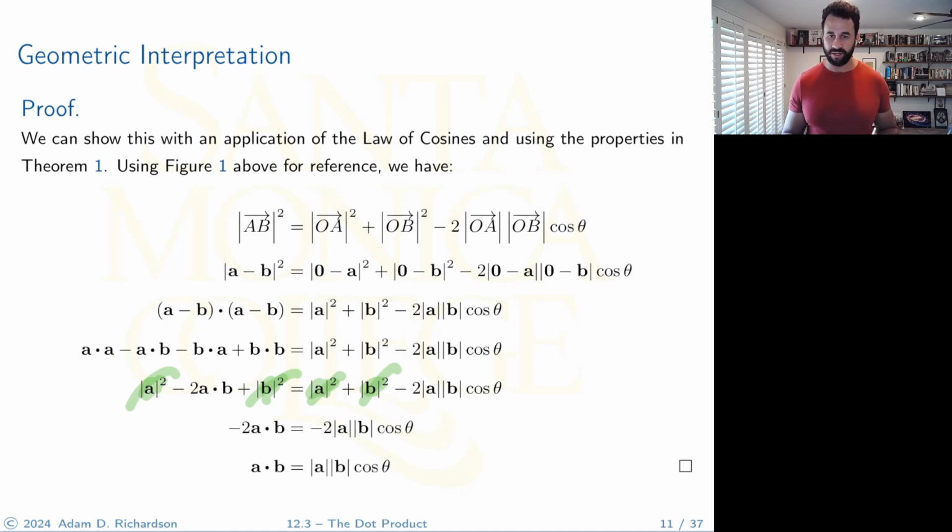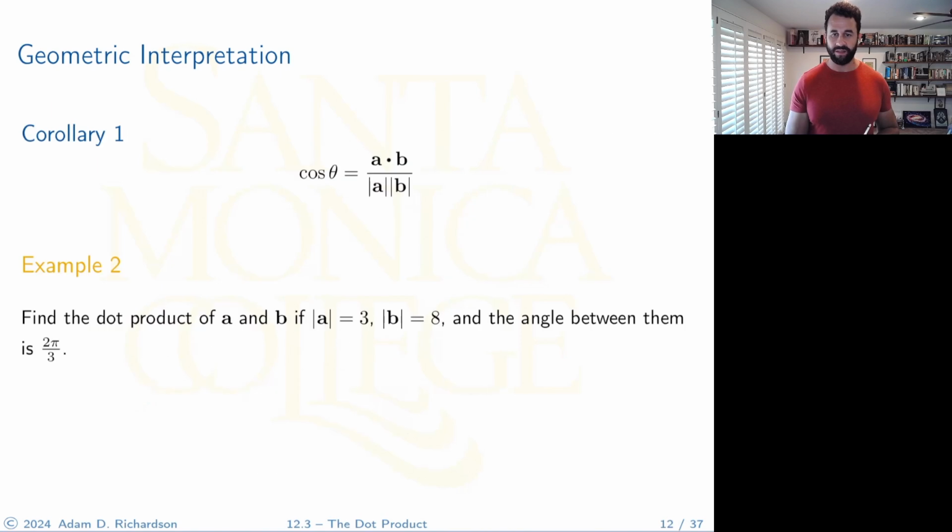All right. Now, as a corollary to this theorem, we get this important result. We can write cosine of the angle between those two vectors, A and B, as A dot B divided by the product of the lengths. That's it. So let's try this example, and this is one that I want you to try on your own using the dot product and the formula that we just derived. Find the dot product of A and B if you know the length of A, the length of B, and the angle between them is 2 pi over 3.